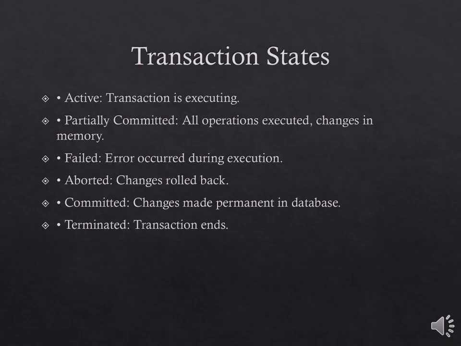Transaction states. Transactions pass through various states during execution. First, active, currently executing. Second, partially committed, almost done. Third, failed due to error. Fourth, aborted, rolled back. Fifth, committed, changes are saved. And last, terminated, finished. Understanding this helps manage how transactions behave in real world systems.